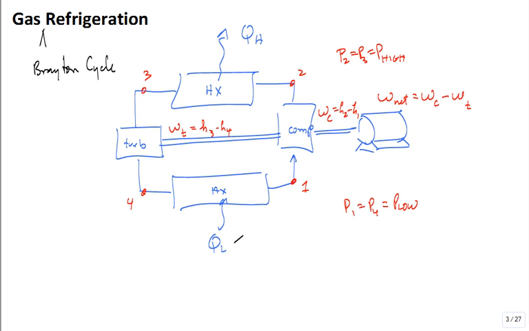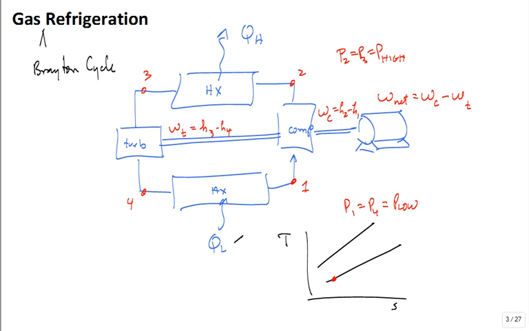What does it look like on a property diagram? What property diagram would you like to put it on? Temperature entropy. What does constant pressure look like? It's sloping up, right? And so if we start with a low temperature here, whoops, I need to put it somewhere else.